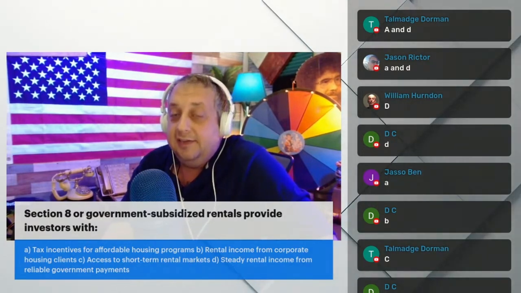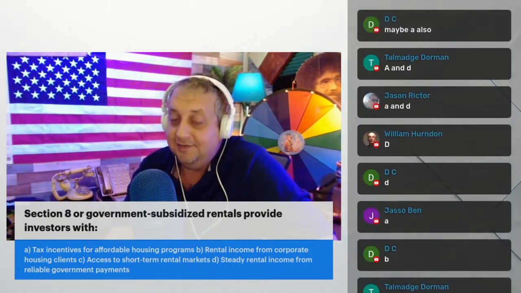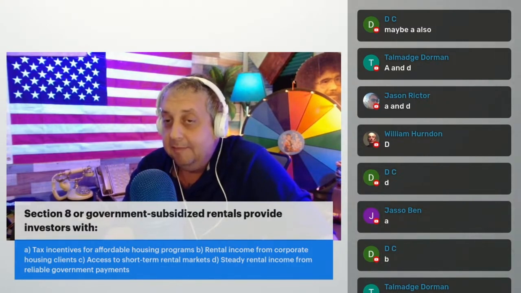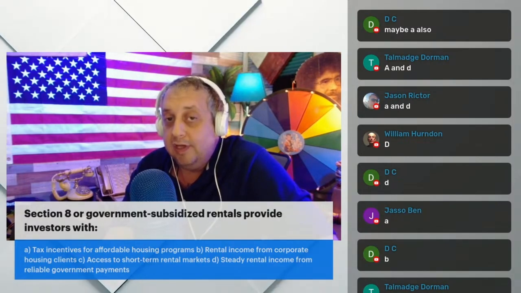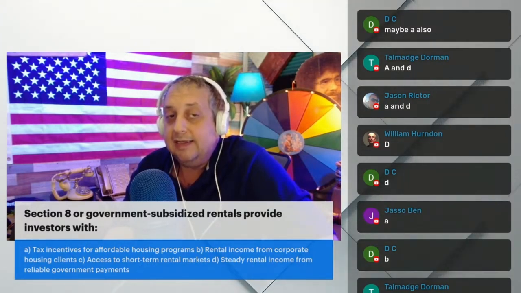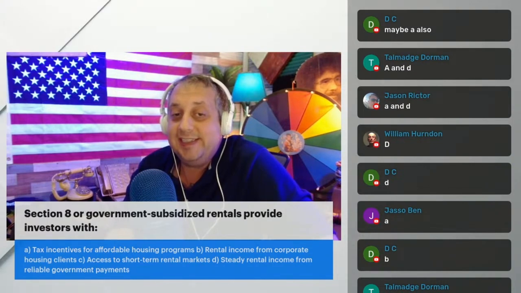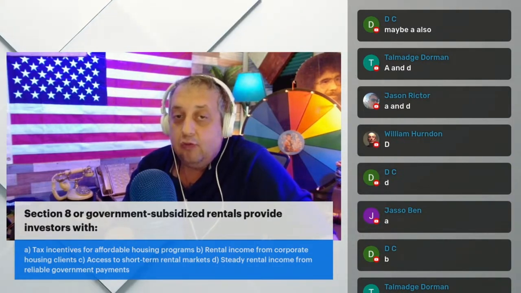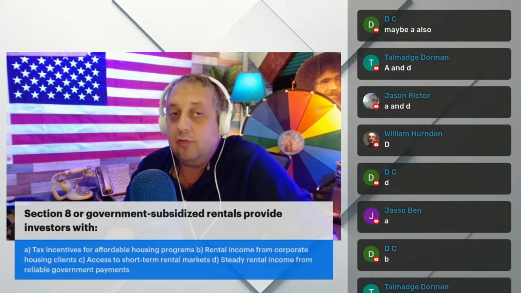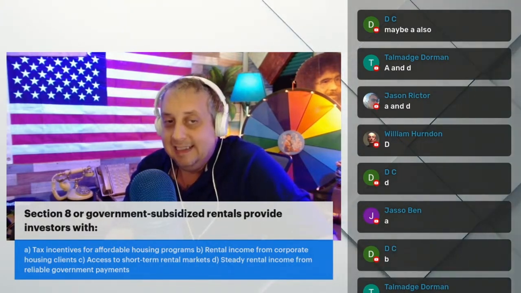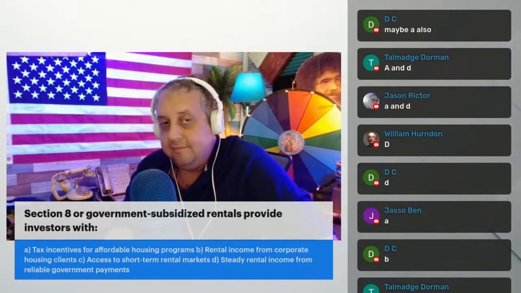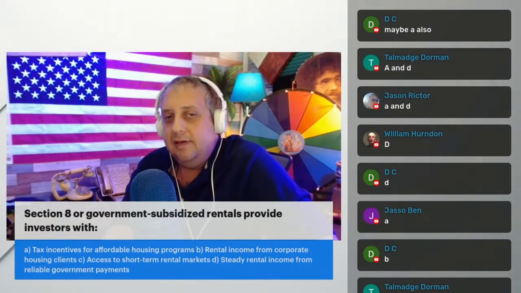Section 8 or government subsidized rentals provide investors with, the correct answer is not A. Why not? The answer is not A, because Section 8 or government subsidized rental programs do not provide tax incentives to the landlord. Rather, the correct answer would be D. Steady rental income from reliable government payments. Okay. It could be A, maybe. I'm not sure. Somebody look it up.